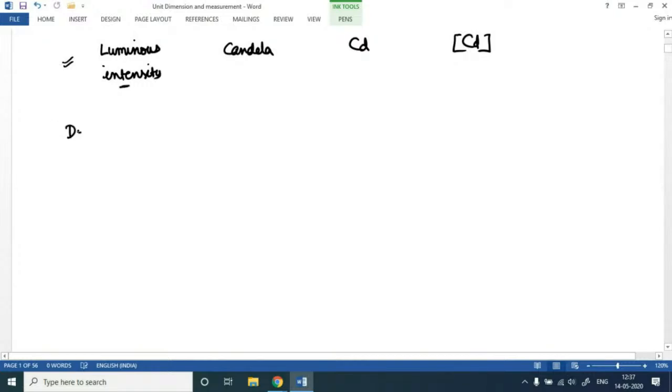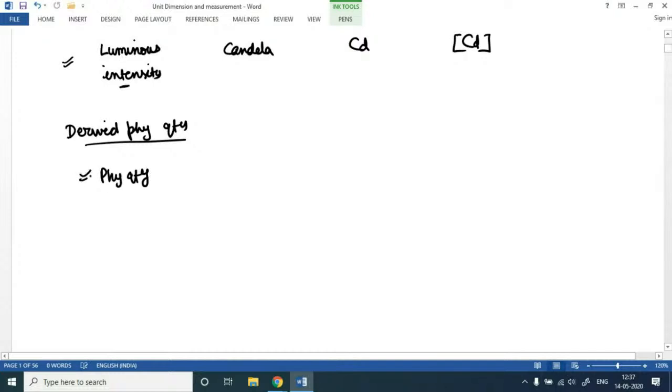So now let's talk about derived physical quantities. For example, any physical quantity which we are having, let's also take some example.